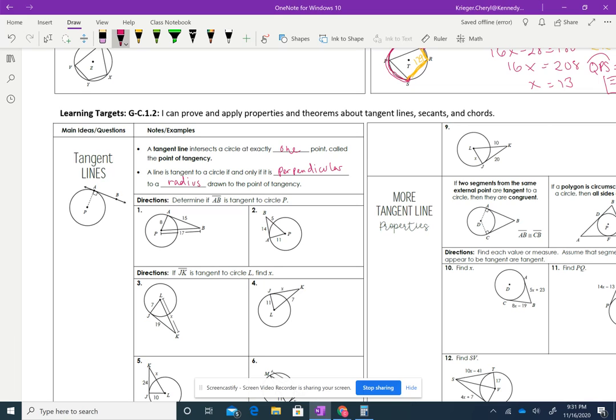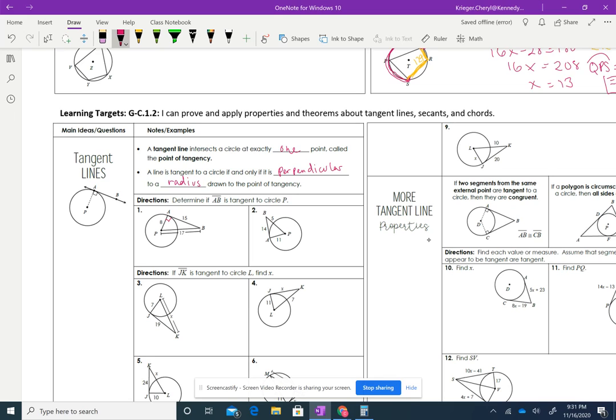Okay, so number one, it says determine if AB is tangent to circle P. Okay, so we are going to find out if it's tangent by doing the Pythagorean theorem, because we have a right triangle here, right? It does say a line is tangent if it's perpendicular to a radius. The radius is 8. The tangent line is 15. And then we have the hypotenuse connecting those two, which is 17.